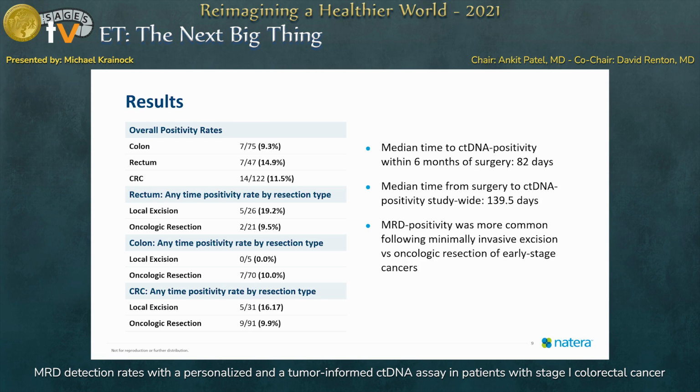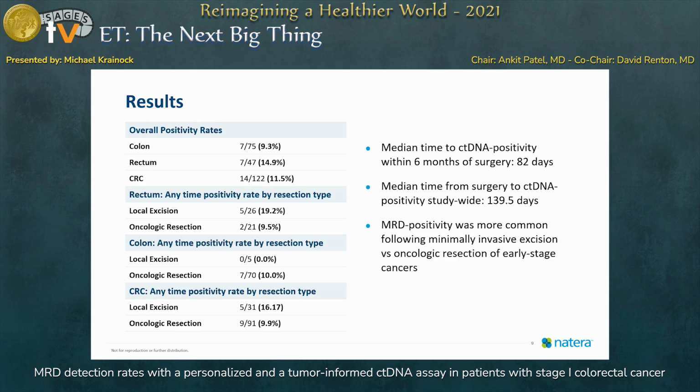So in colon cancer, 7 of 75 patients were positive at some point after curative intent resection for an MRD signal. In rectal cancer, 7 of 47, or about 15% of patients were positive at some point. For CRC, total being 14 of 122 patients, or just over 11% of patients.